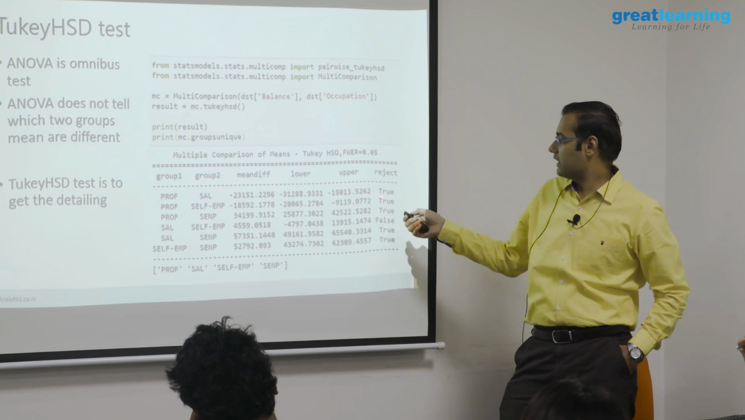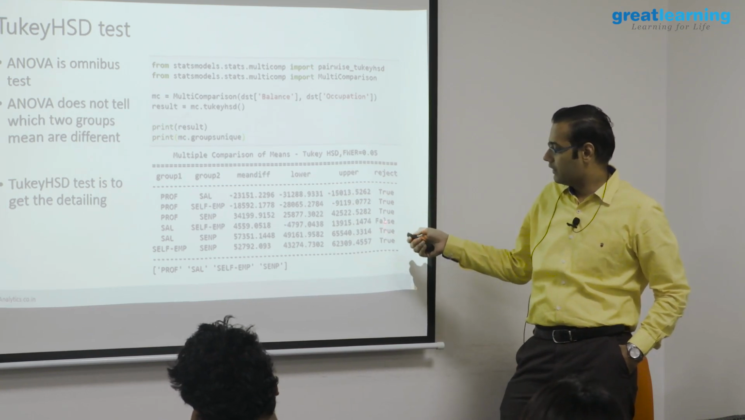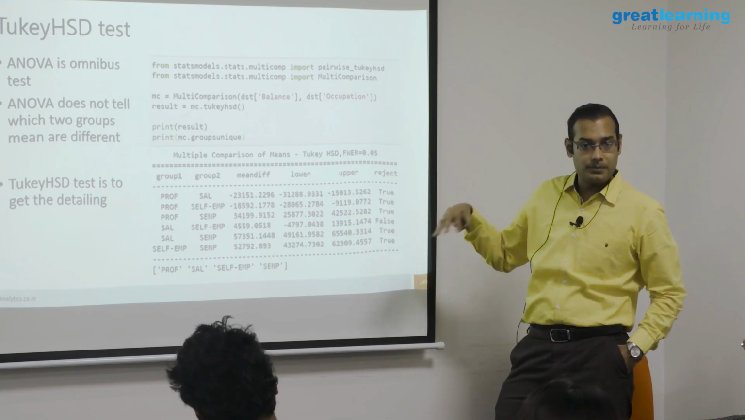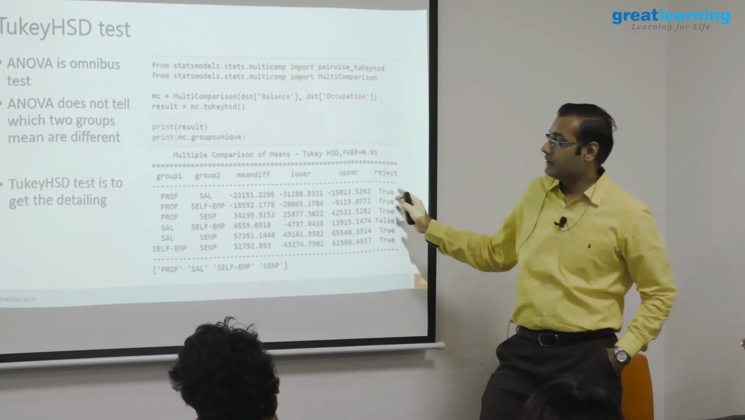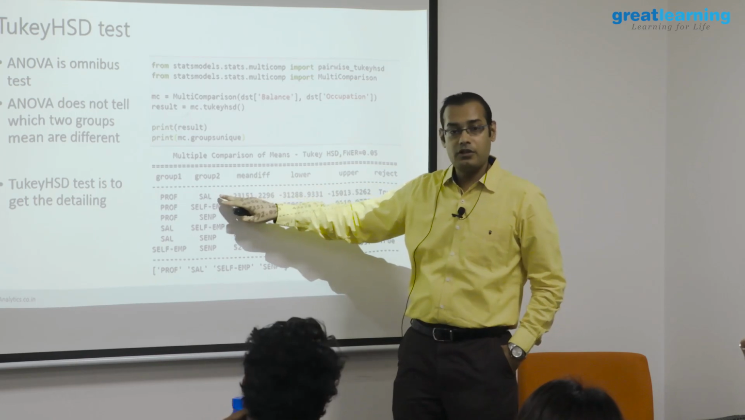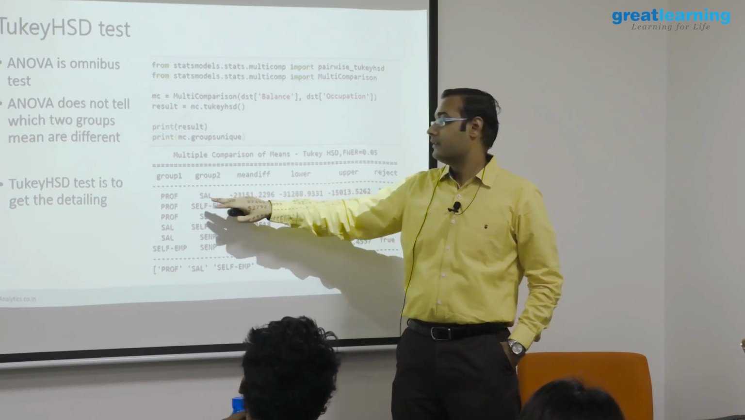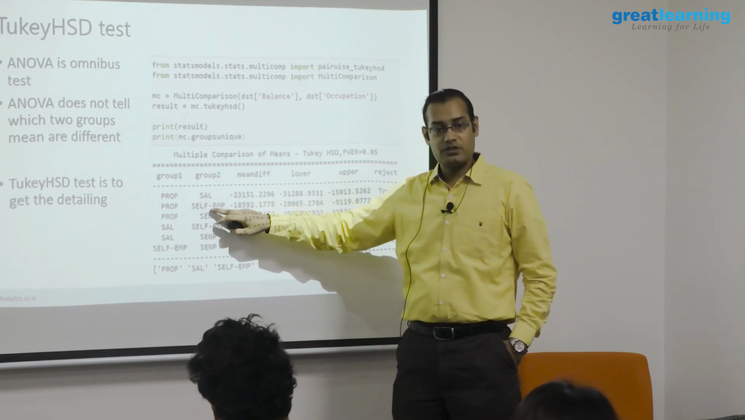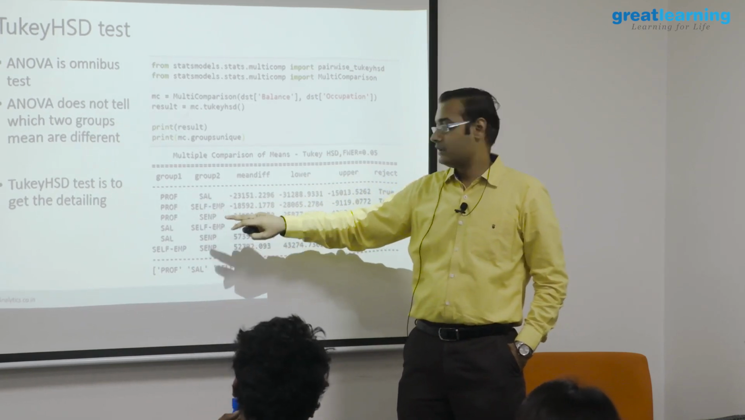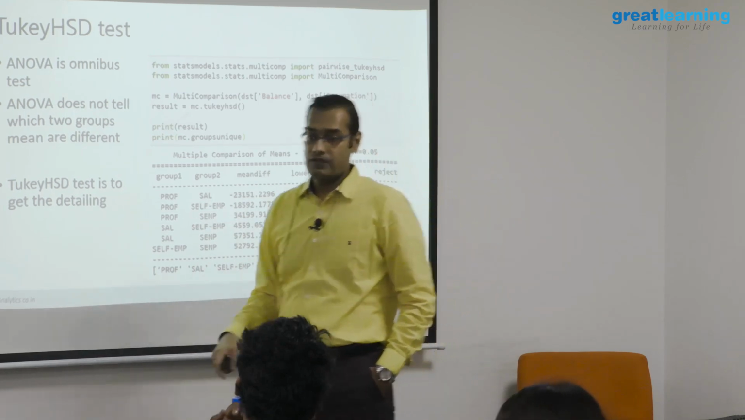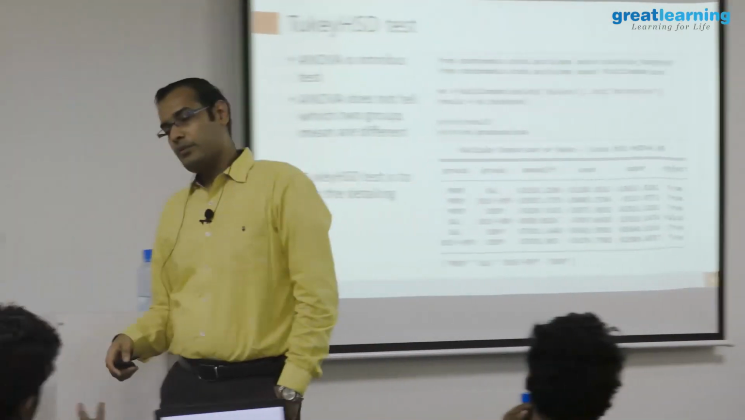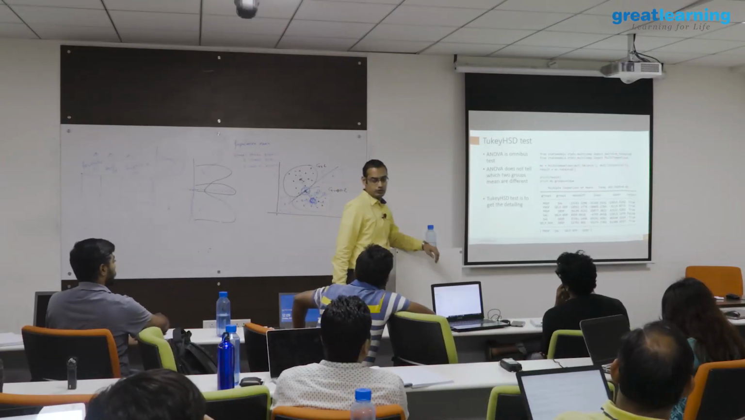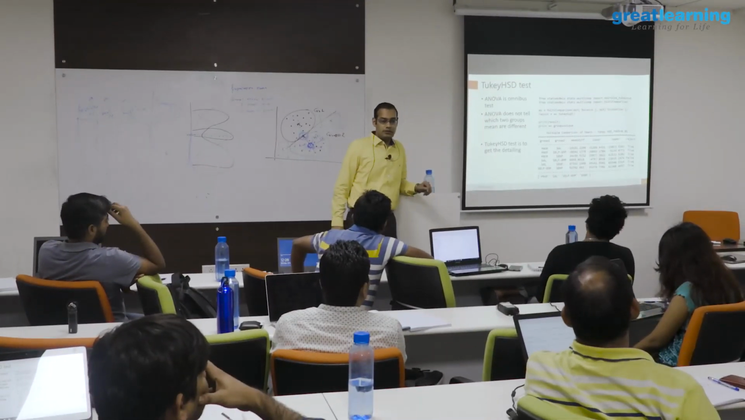The rest of the groups, the means are not matching. So reject null true, true, true. Reject null false. Reject null true means accept alternate. So accept alternate means there is a difference in the mean of professional and salaried. There is a difference in the mean of professional and self-employed. There is a difference in the mean of professional and self-employed non-professional. So that's what the test is. All permutation combinations, that is what the method is doing. The Tukey HSD test is automatically doing it for you.